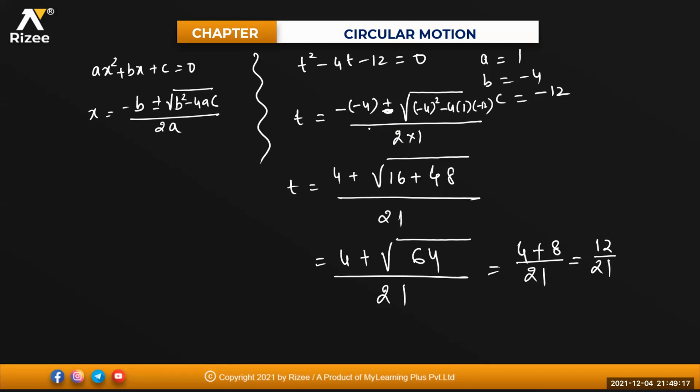Am I doing a calculation mistake anywhere? Sir, 2 into 1 is 2. Sorry, this is 2 into 1. I was writing 21, I forgot that. This is 2 into 1, which is nothing but 2. So that is 12 divided by 2, which is 6. That means t will become 6 seconds. So the time taken to reach the ground will be equal to 6 seconds.